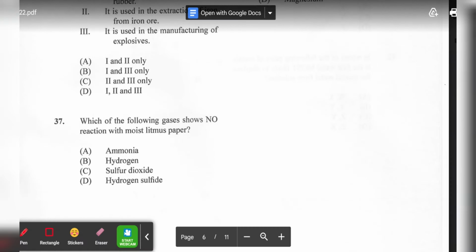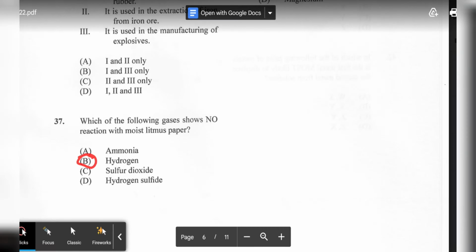Which of the following gases shows no reaction with moist litmus? Gases may be acidic, neutral or basic. Ammonia is a basic gas. We know that hydrogen is neutral and sulfur dioxide is acidic. Hydrogen sulfide is acidic to some extent. So hydrogen will not show any reaction with moist litmus because it is neutral in nature.